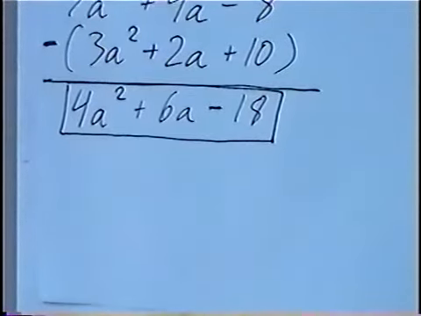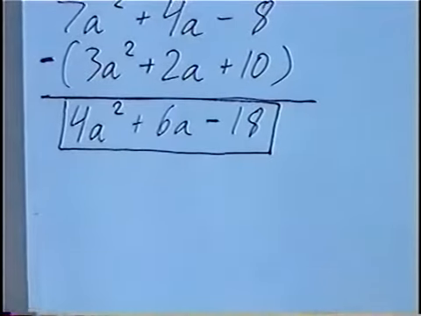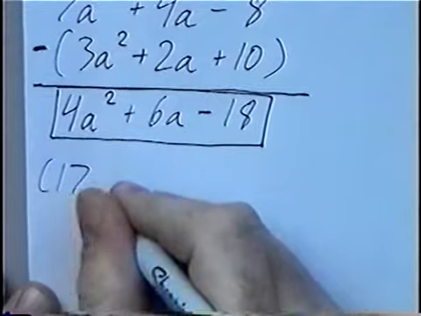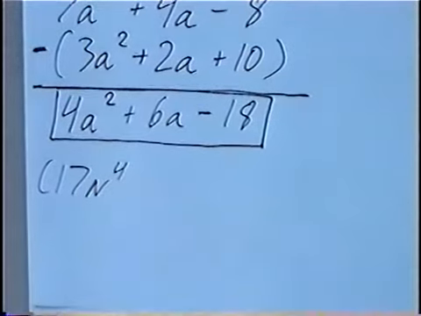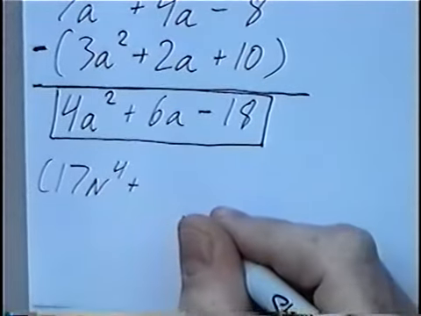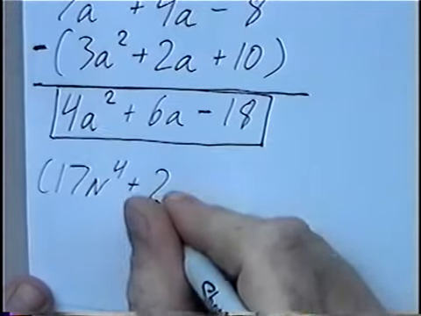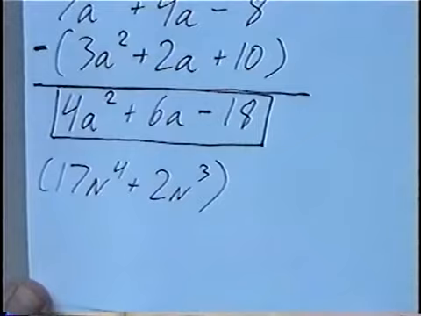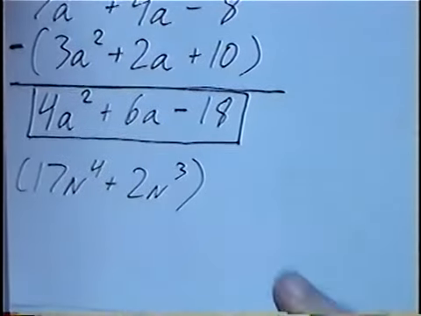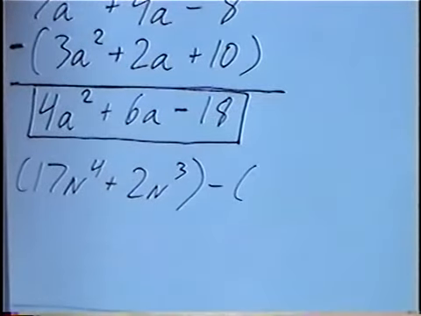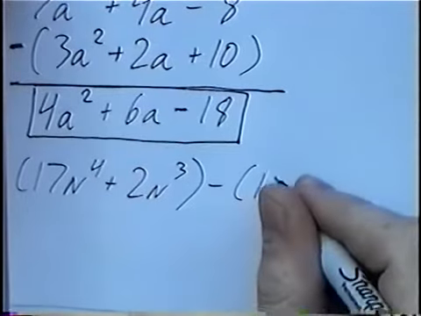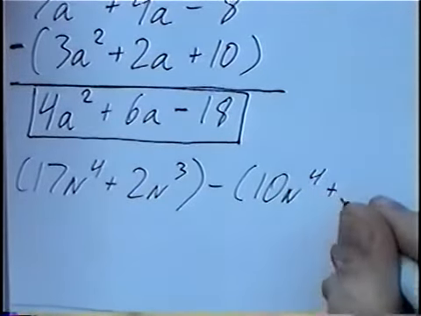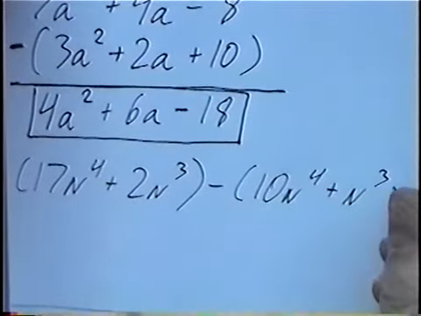And last question for the section. In parentheses, 17n to the 4th power plus 2n to the 3rd power, close parentheses, minus, inside a second parentheses, 10n to the 4th power plus n to the 3rd power.